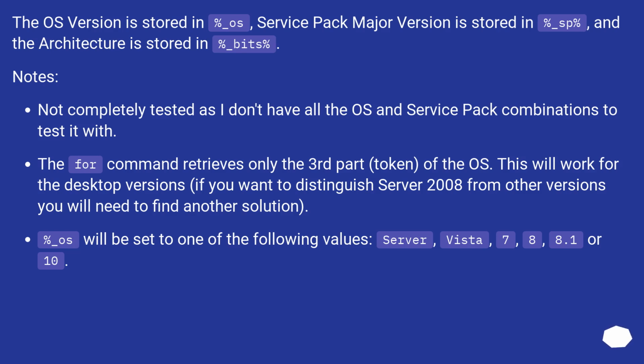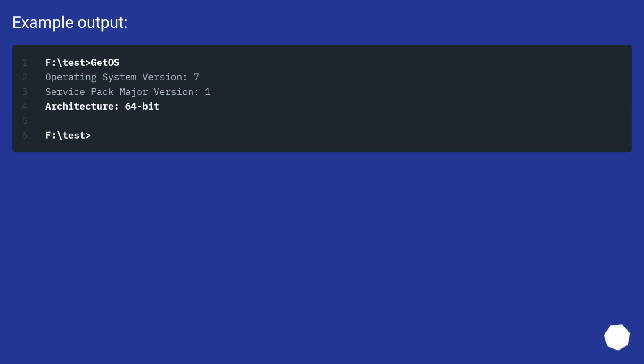The for command retrieves only the third token of the ver output. This will work for the desktop versions. If you want to distinguish Server 2008 from other versions, you will need to find another solution. %_OS% will be set to one of the following values: Server, Vista, 7, 8, 8.1, or 10. Example output.